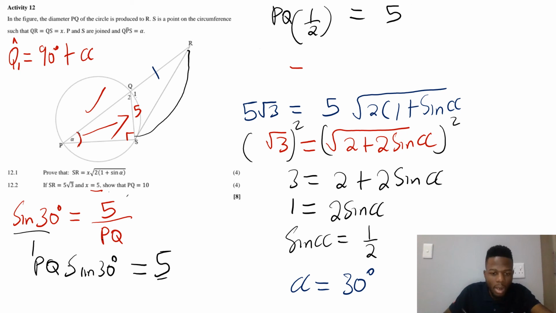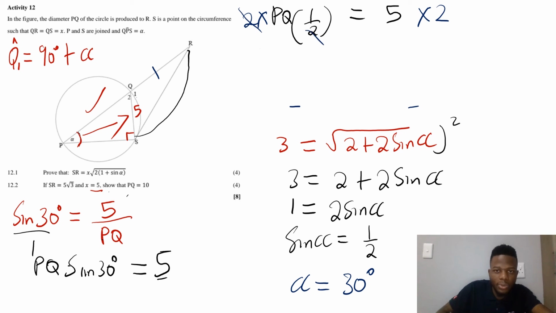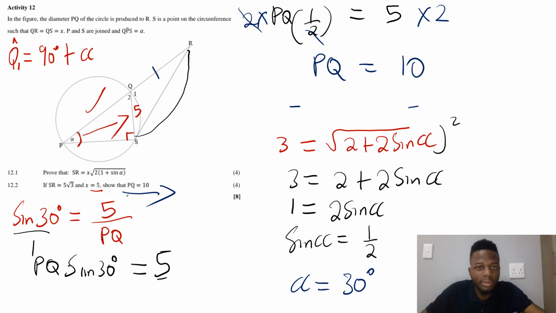And then we are going to be left with PQ here. We're going to multiply both sides with 2, or we can divide with 1 over 2, it's fine. Let's multiply with 2 both sides. Then these 2 and these 2 will cancel each other. So PQ will be what? 10. So then we are done, because we have shown indeed PQ is equal to 10.